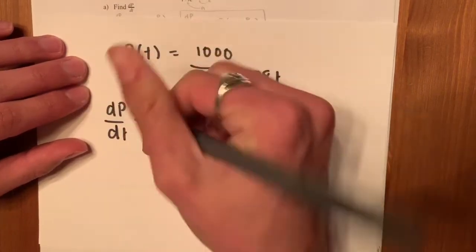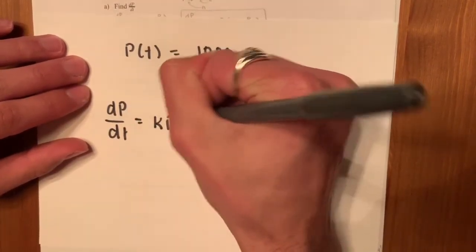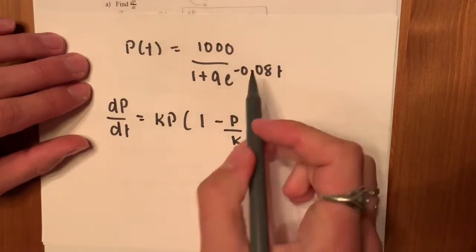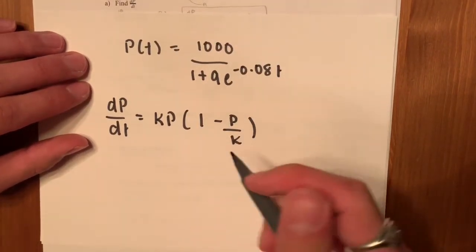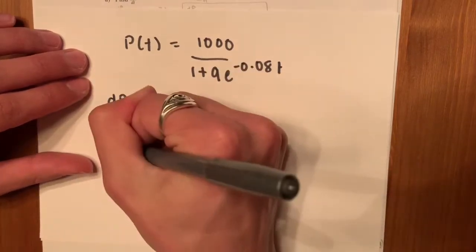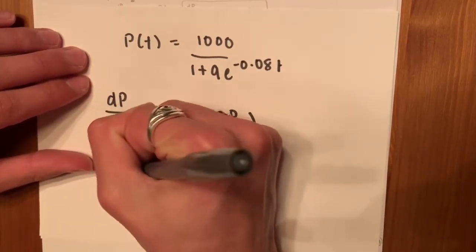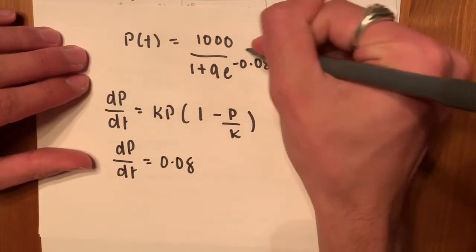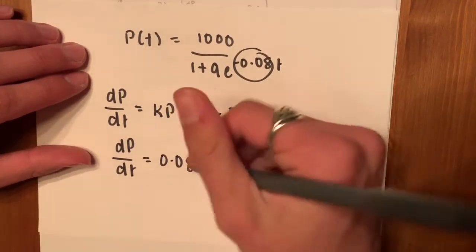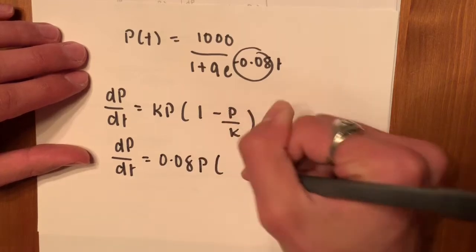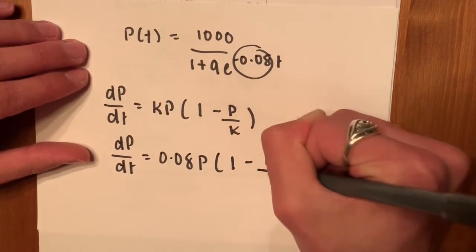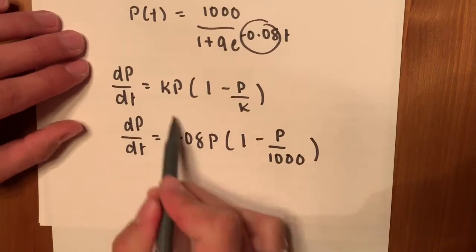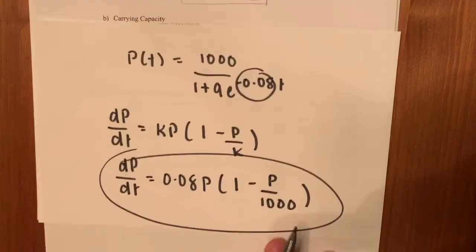so we can actually just take advantage of structure here, because we know this is equal to small k times P times 1 minus P over K, and we can look at these values and adjust them to dP/dt. So dP/dt equals, that 0.08 value is right here, 0.08 times the population times 1 minus P over 1,000, which is our carrying capacity. And there we have our dP/dt, or a differential equation.